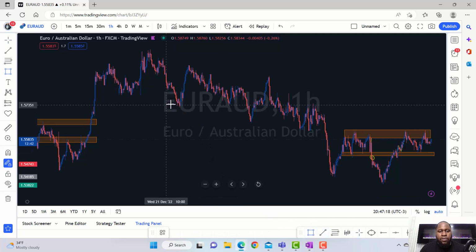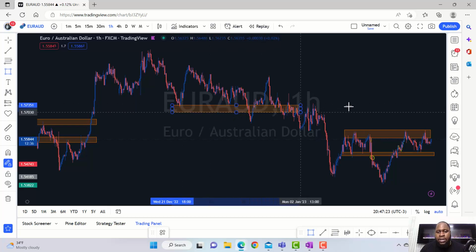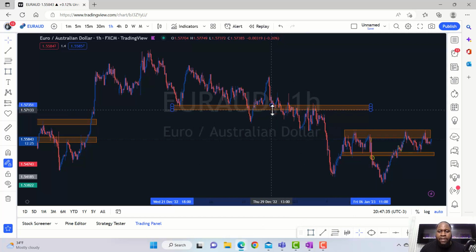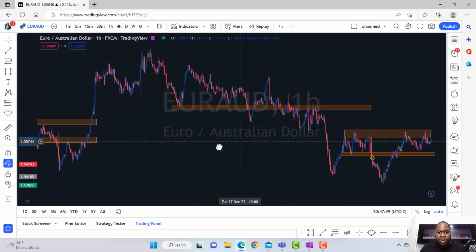Over here, we have an area of support that if you extended it across, you'll see how it then became an area of resistance. Okay. All right. Let me make that a little smaller. All right. So we have an area of support that quickly became an area of resistance. Okay.